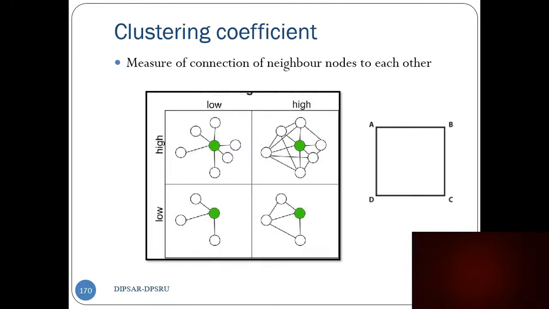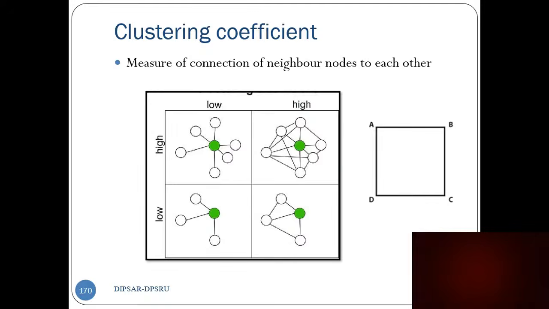So this is density. That is another parameter whose value you have to get by using a Python or R package. Next is the clustering coefficient. So what is a clustering coefficient? What does it tell us about? Clustering coefficient measures the connection of the neighboring nodes to each other, right?